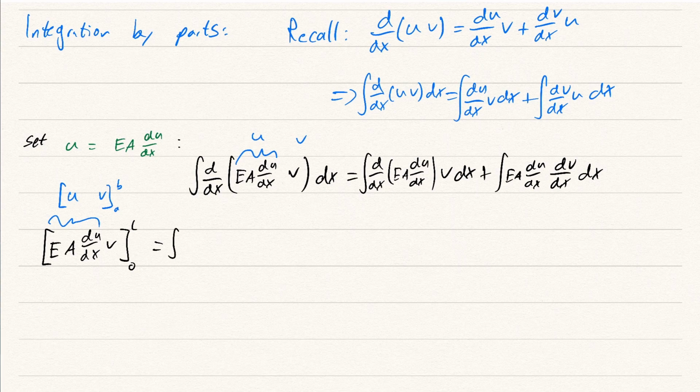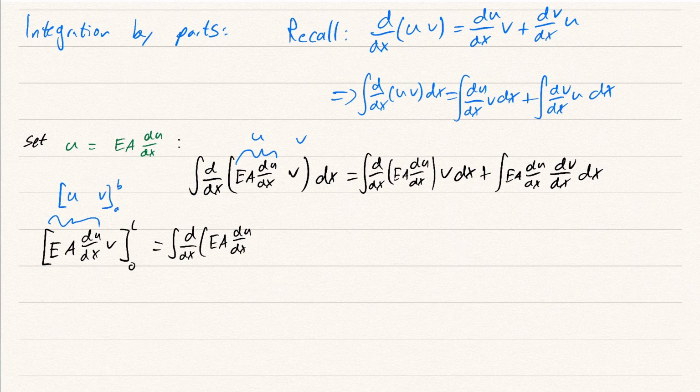So this is just the integral d dx of EA du dx. Wait. No, this is wrong. Hold on. Here I made a mistake. No, I didn't. Yeah, no. Okay, good. Never mind. Cut that. Use take two.